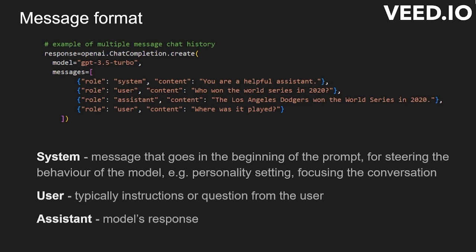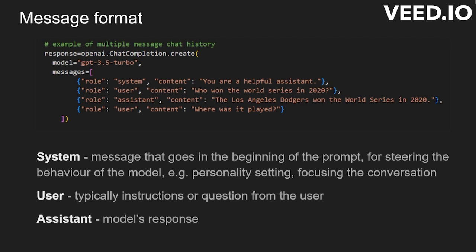This slide illustrates the format in which the messages should be structured. As you can see, you'll need to create an array of message objects, each containing a role and content property, and the role can be either system, user, or assistant. And the content will just contain the actual text of the message.